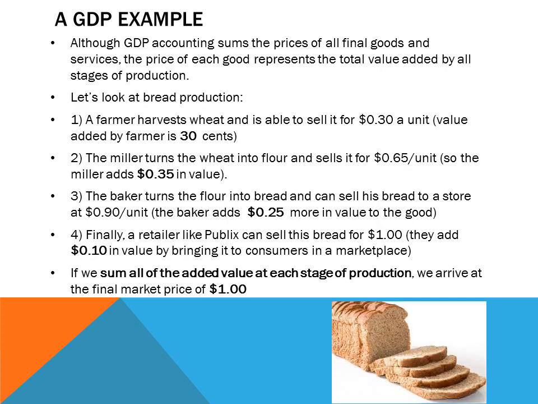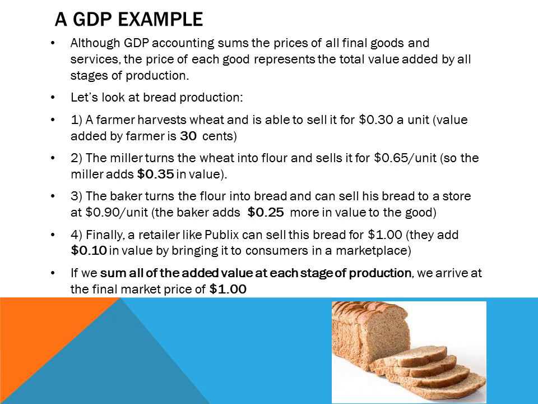Let's look at a GDP example of bread production. Although GDP accounting sums the prices of all final goods and services, the price of each good represents the total value added by all stages of production. So, for our bread production example, in the first stage, a farmer harvests wheat and is able to sell it for 30 cents a unit. So, the value added by the farmer is 30 cents.